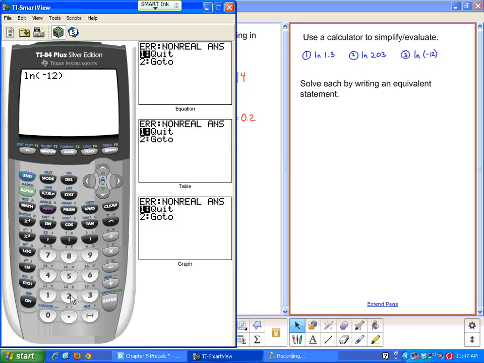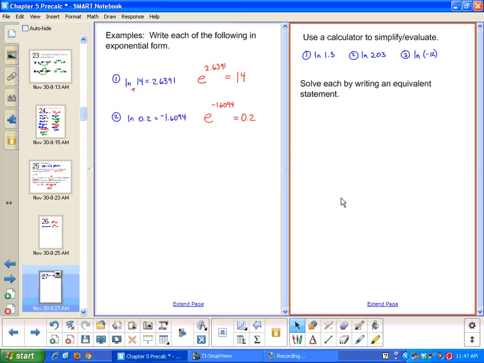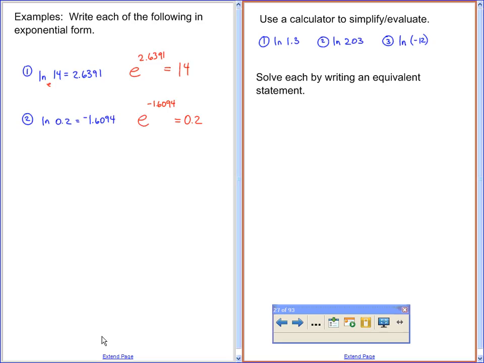And you're going to see why that's the case in just a few minutes, when we talk about the domain and the range. Okay, so we're going to look at a few more equations here. Let's say I have the natural log of x is equal to 2. And I want you to solve it by writing an equivalent expression.